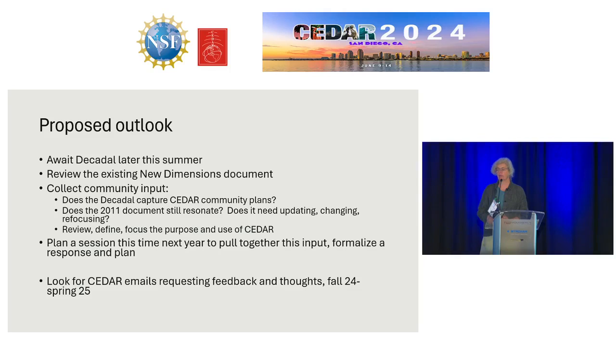and plan a session this time next year to pull together this input and formalize a response and a plan, which could be, as was done in 2013, a half a page saying, yes, that's a great document, it's perfect. Or a 5-page addendum that takes those general ideas and adds a few things to them. Or if we really decide it's time to rewrite the whole thing and start over, we make a plan for that. My guess is we'll be somewhere in the middle there.